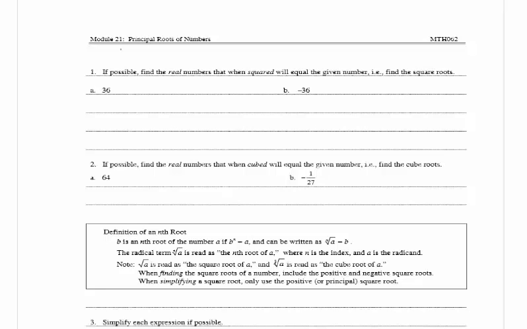So we want to find numbers that when squared give us 36. And 6 squared is equal to 36. And also, negative 6 squared is equal to 36. So the two real numbers that when squared give us 36 are 6 and negative 6. In B, we have negative 36. So there are no real numbers that are going to be squared to give us a negative number.